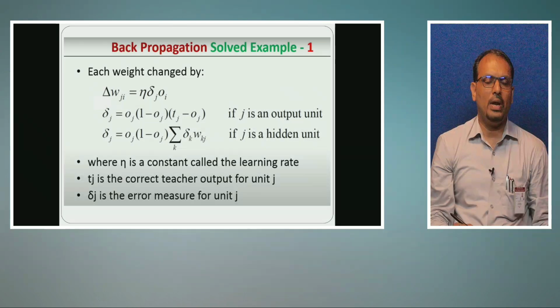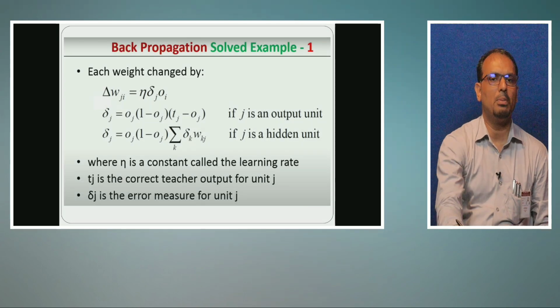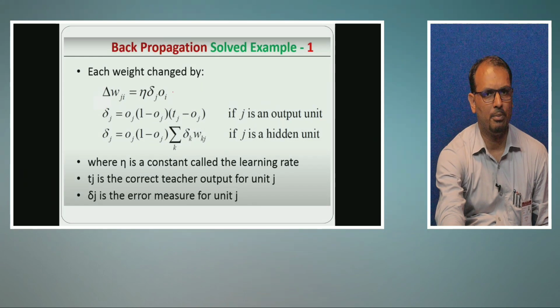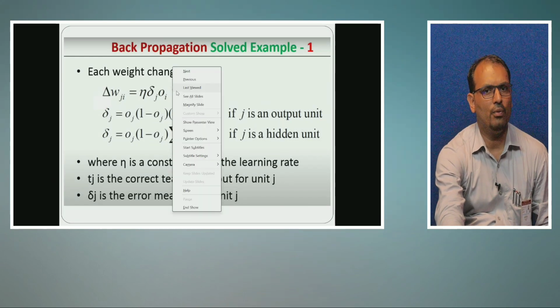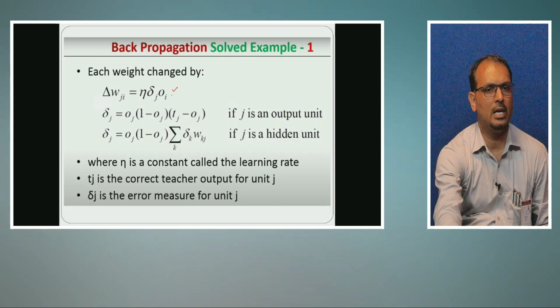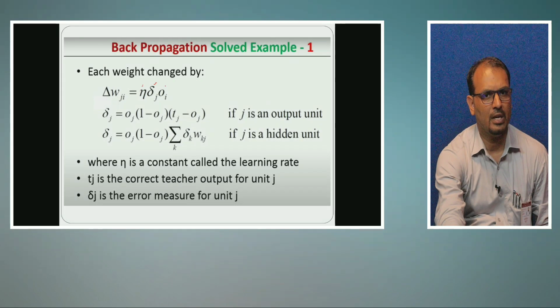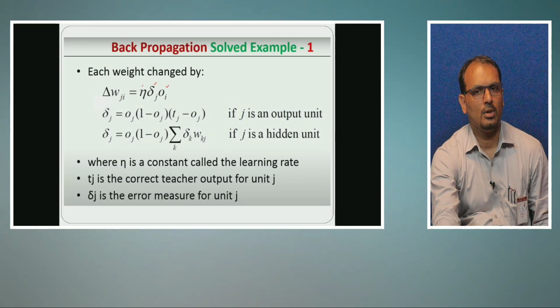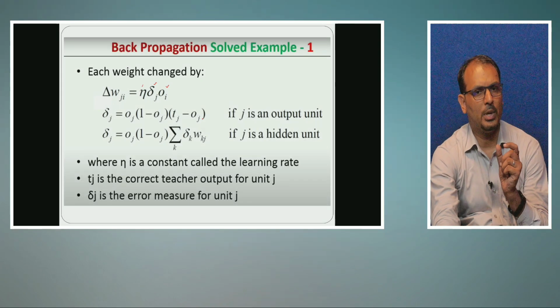Now when I go with the backpropagation, you should remember these three important formulas. How are we going to check it? Delta wji, that is the learning rate, right, times the error measurement of j and the output of that particular node.